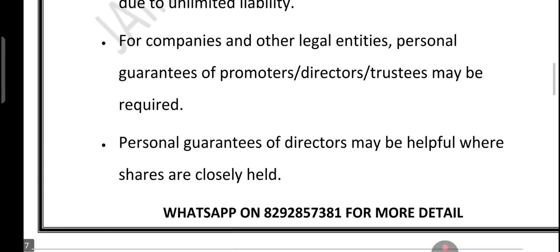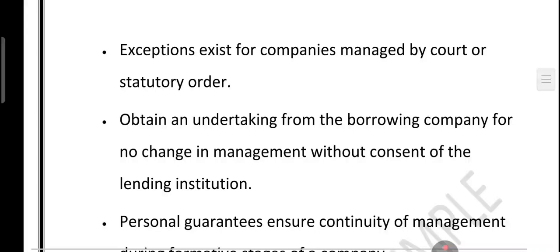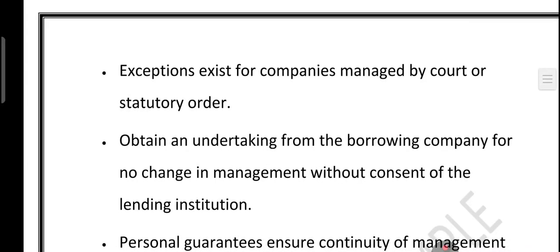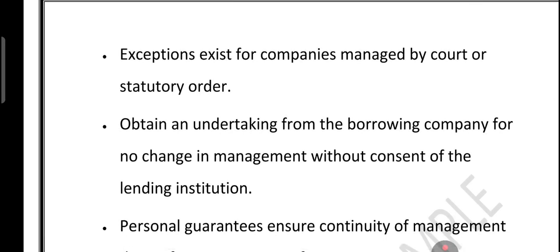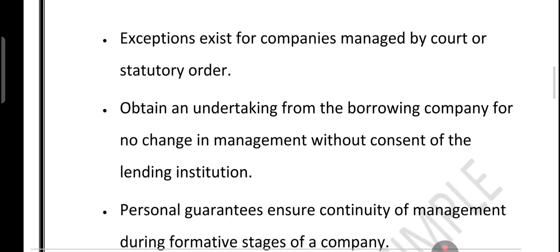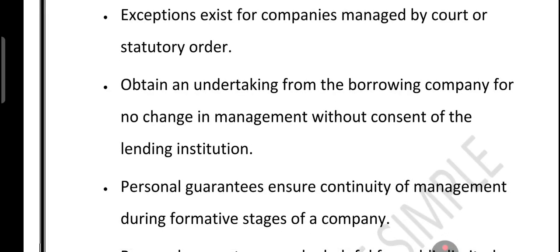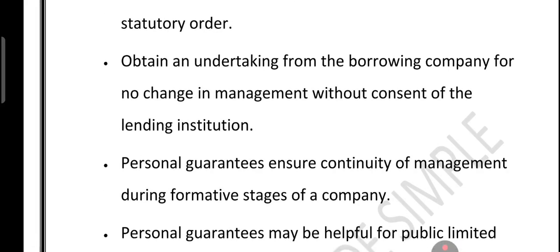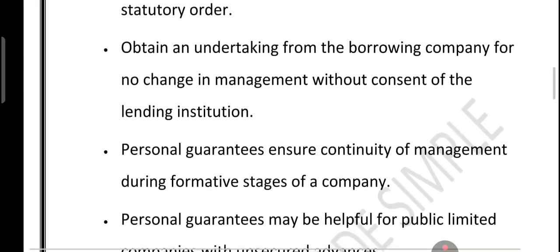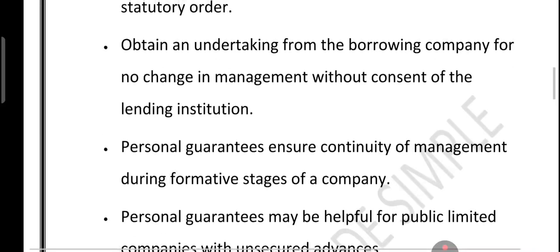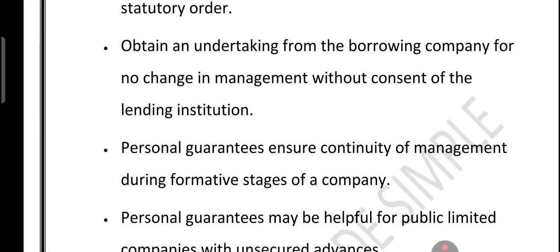Suppose the company is closely held, meaning a few people hold most of the shares, then personal guarantee of those key shareholders gives bank extra confidence. And for a company where management is appointed by a court or authority, the rule may change. Bank may not need a personal guarantee. Bank also asks the company to sign an undertaking that they won't change management without bank approval, especially in the early stage.